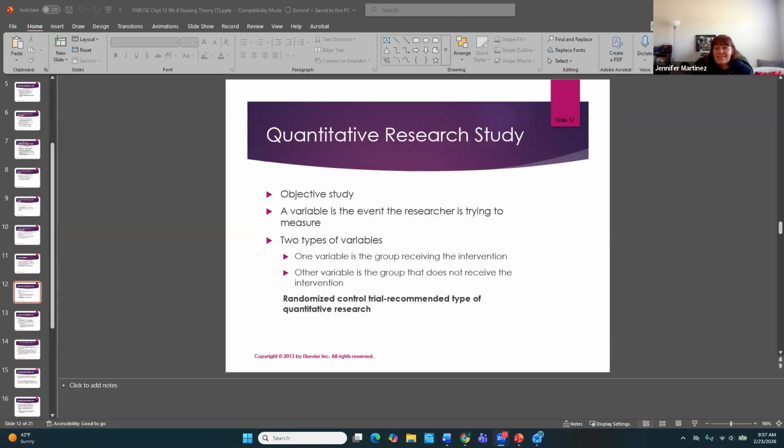All right, so there are different types of research studies. The two main types of research studies that we do in nursing are either quantitative or qualitative. Quantitative research studies are objective studies. So we use a variable to measure. The variable is the event that the researcher is trying to measure. We have two types of variables. One variable is the group receiving the intervention, and the other variable is the group that does not receive the intervention.